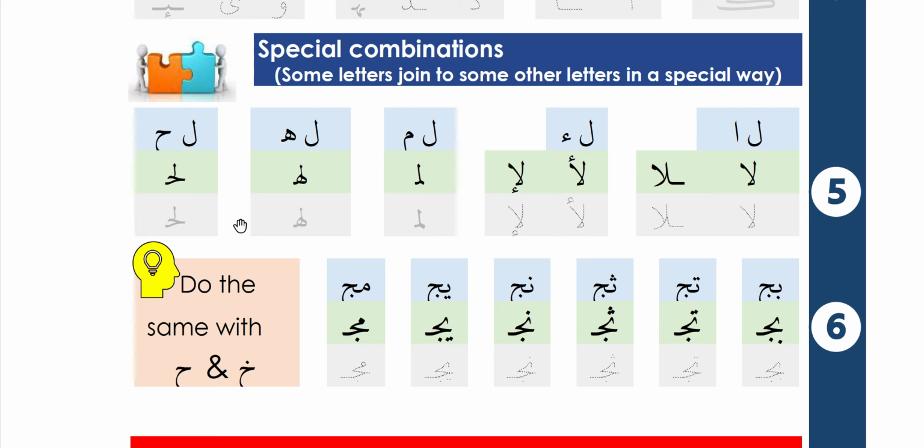We have some other special combinations. Some letters join to some other letters in a special way. When lam comes with alif, we call it lam alif. You can clearly tell that this is lam and this is alif. When they stand on their own, they are like this. When they join to a letter before them, they are like this. Or lam hamza: lam and hamza come together like this, and the hamza can be on top of alif or under the alif, but we call it hamza basically.